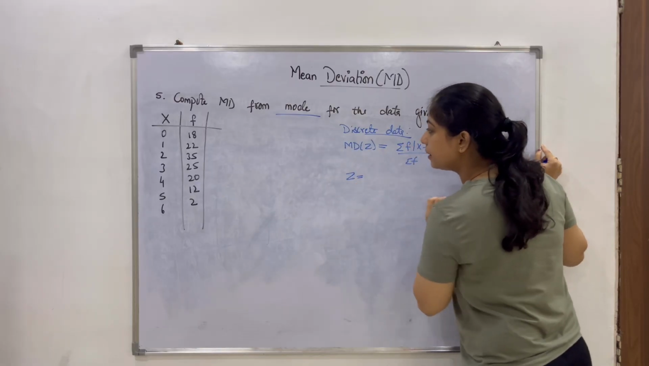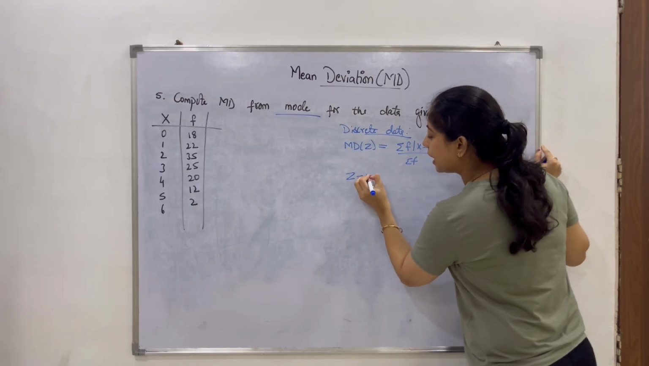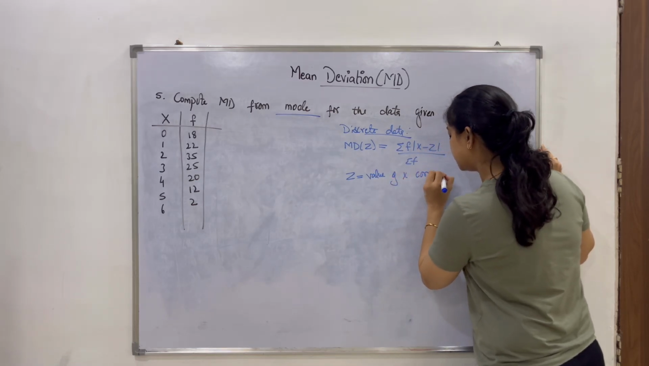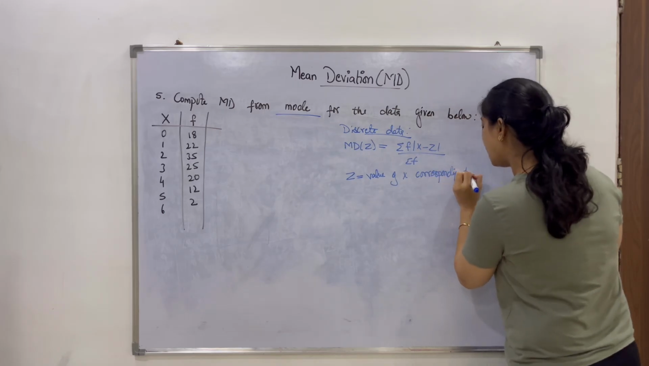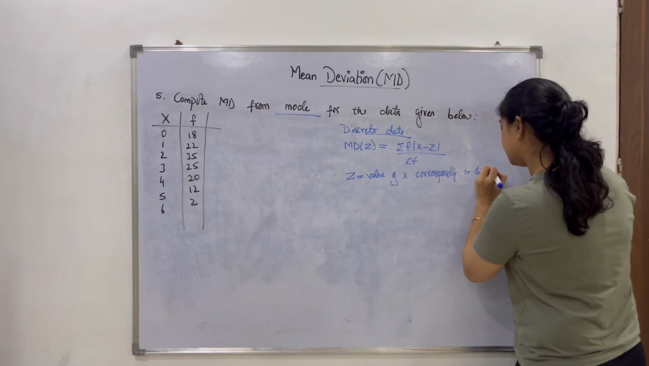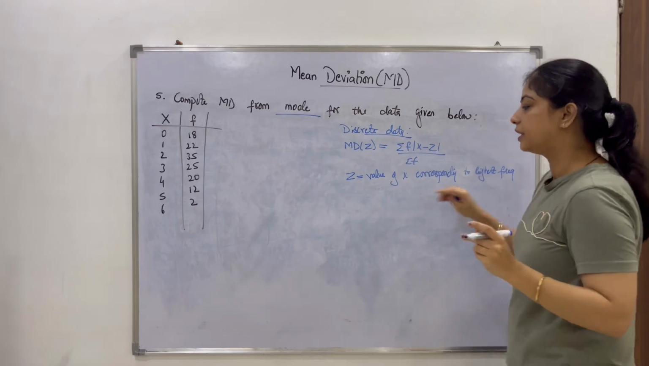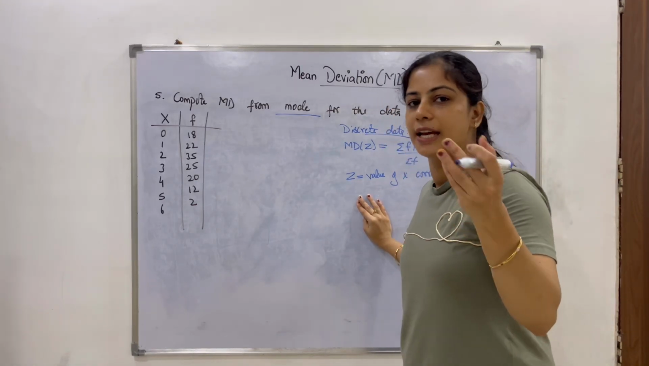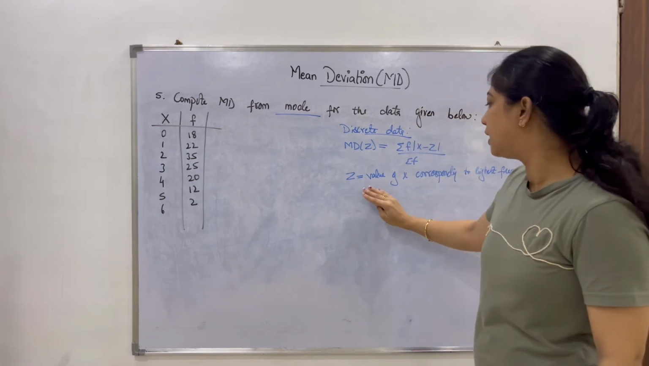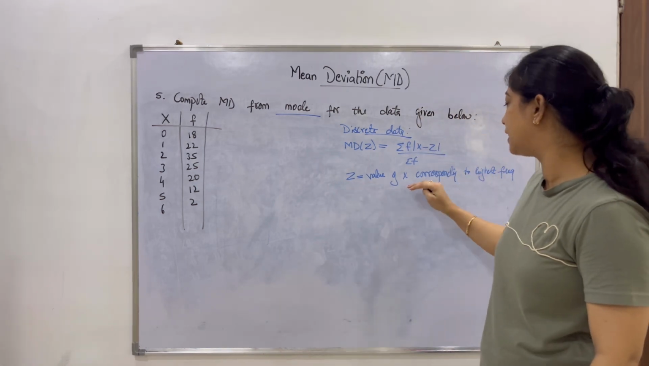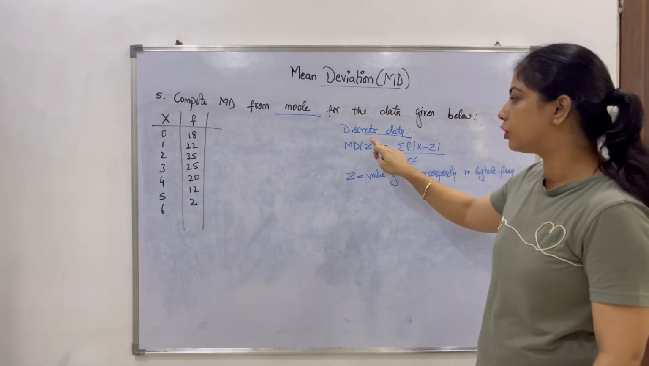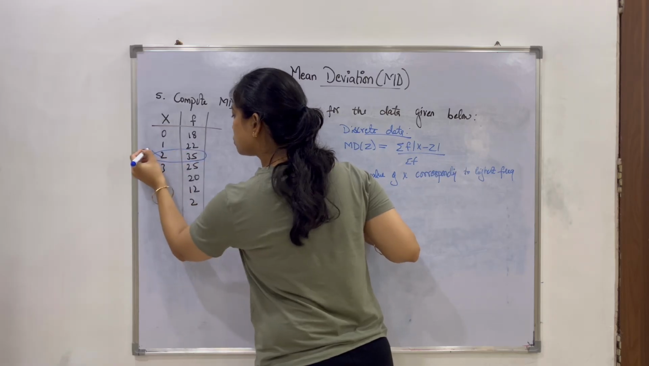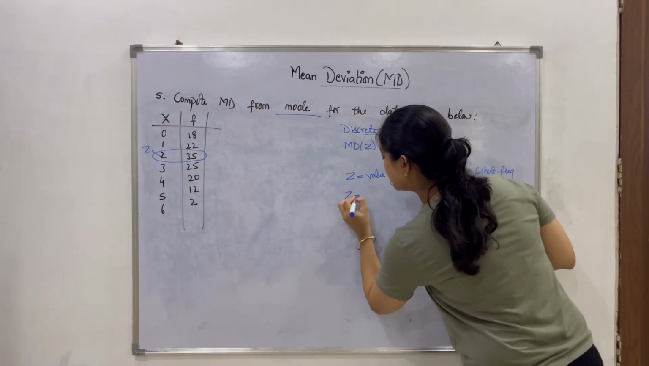So the mode will be the value of x corresponding to the highest frequency. We have already calculated the values of mode in case of raw, discrete and continuous data in the previous videos. You can go and check again in case you're not understanding this. Now here the mode is nothing but the value of x corresponding to the highest frequency. Now what is the highest frequency? It is 35 and the corresponding value is 2. So the answer for the mode will be 2.